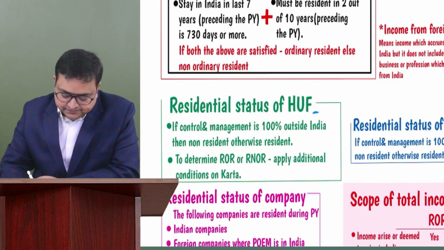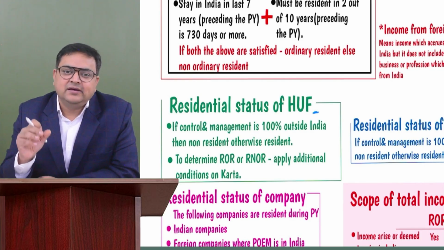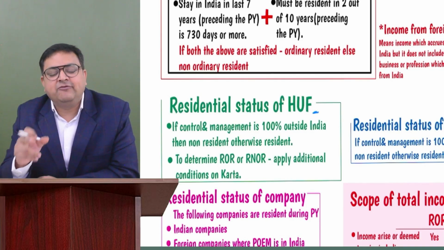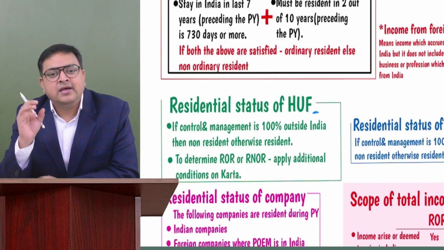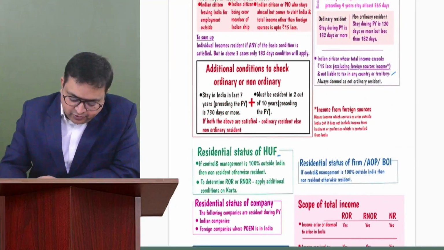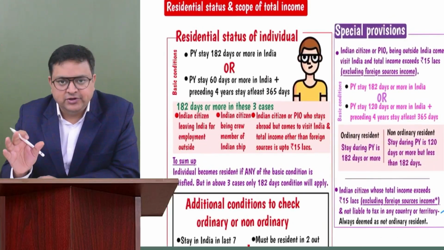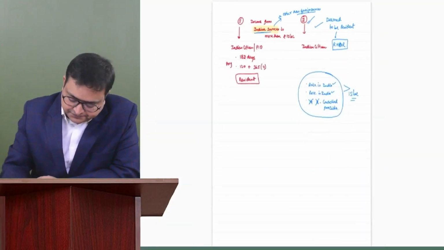But even if 1% control is in India, then resident. And if resident, we have to determine ordinary or not ordinary, by applying additional conditions on Karta. Right? So these two are important. Mostly individual residential status is important. Sometimes HUF also. Now, the second type of question which you get in your examination is about the scope of income.